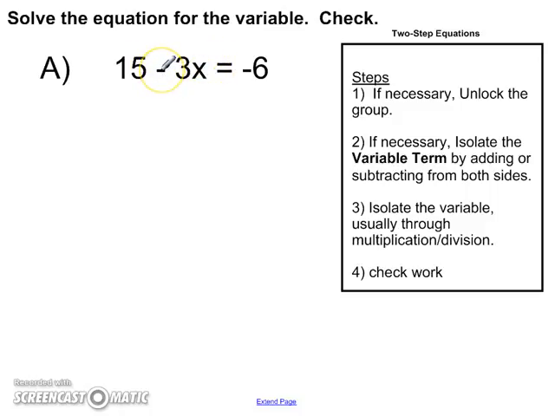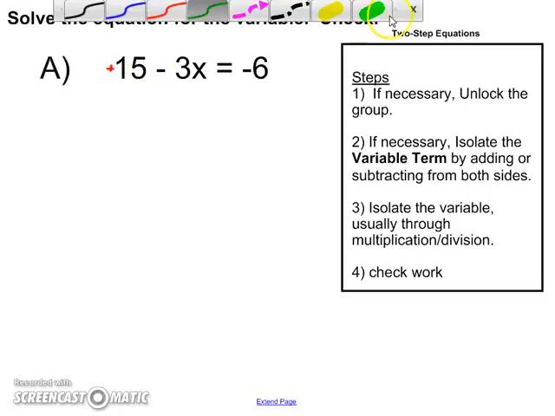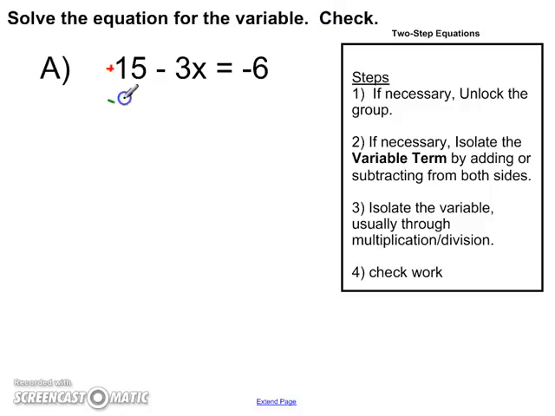Now notice the minus, or the negative, goes with the 3. So your variable term is this. I've got to get rid of the 15, and this is a positive 15. How do I get rid of a positive 15? Well, I better subtract. So I'm going to begin by subtracting 15 from both sides of my equation.